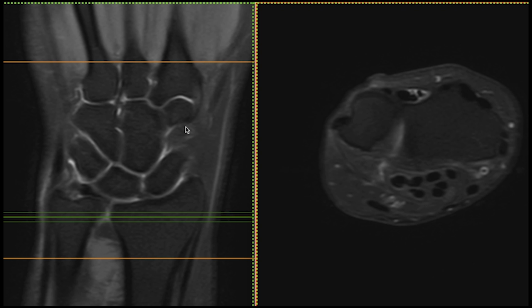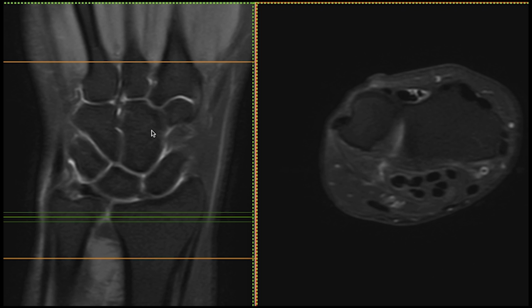This is another case based review. This is a 45 years old male patient, had history of trauma a few months back, persistent pain since then. So, we have done MRI wrist joint. You can do T1, T2, PD fat sat. PD fat sat is more friendly for interpretation.